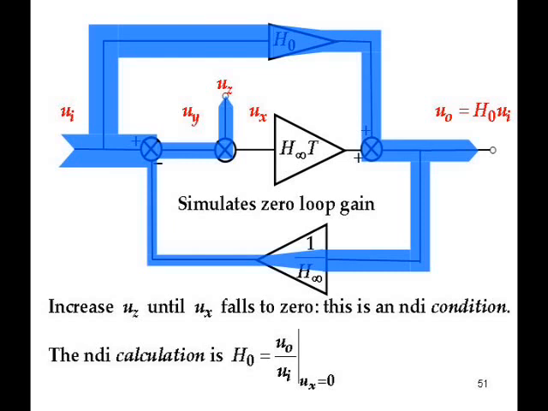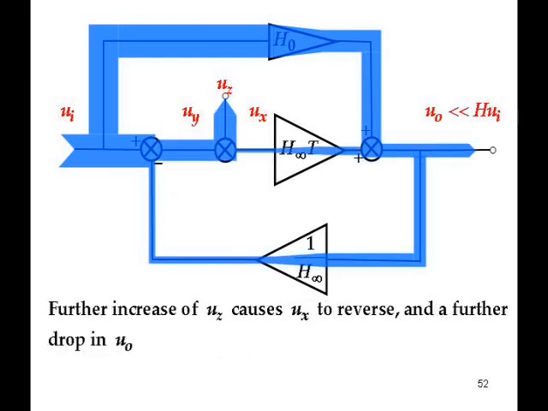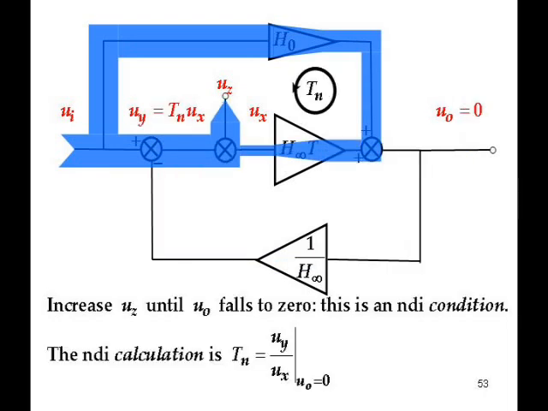So that's 3 out of the 4. We don't need to do the fourth one separately, but let's do it anyway. Then we can check redundancy. Keep on increasing the extracted error signal a bit more beyond this point. Now the drive to the forward path reverses direction, causing the output to fall still further. Increase it some more until the output actually goes to 0.